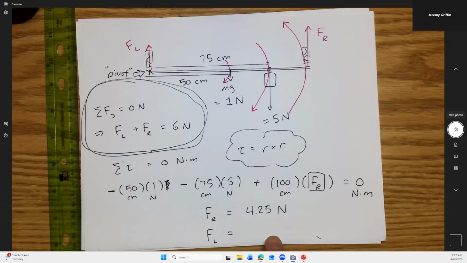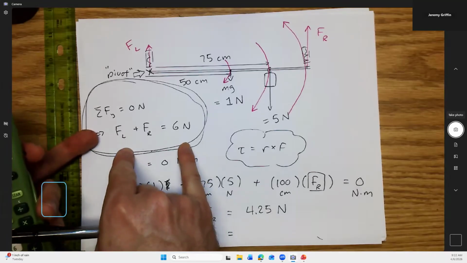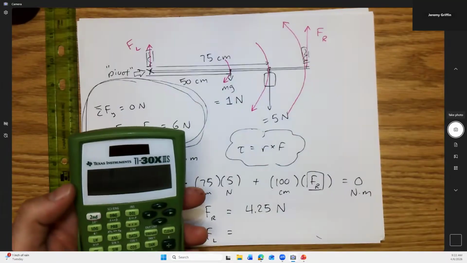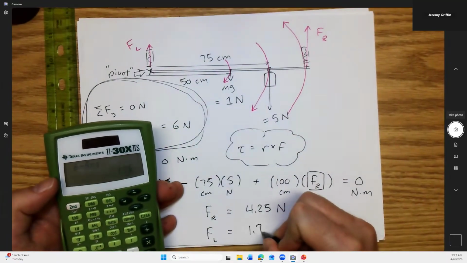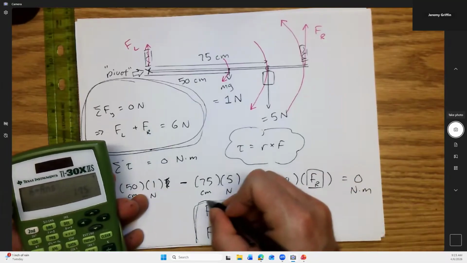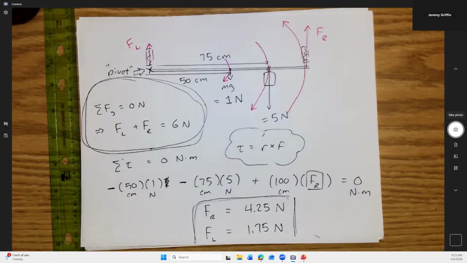And how do you get the left side force? Yeah, that's the fastest way. Subtract it from 6. That's what I circled up here. So 6 minus that. Look at that, 1.75 newtons. Okay, so there's the answer. There's the left side force and the right side force to hold that up. Yeah, it's about right.